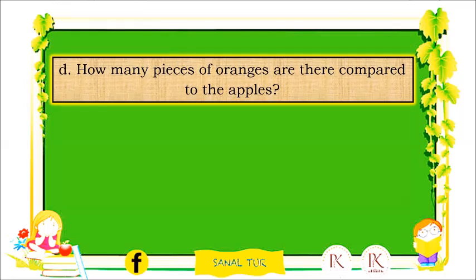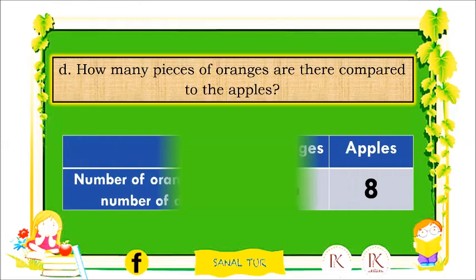Letter D, how many pieces of oranges are there compared to the apples? So we have the word here, compare. What are we going to compare in here? The pieces of oranges and the pieces of apples. What are we going to do? We are going to compare. How are we going to compare that? By counting. So I have here a table.